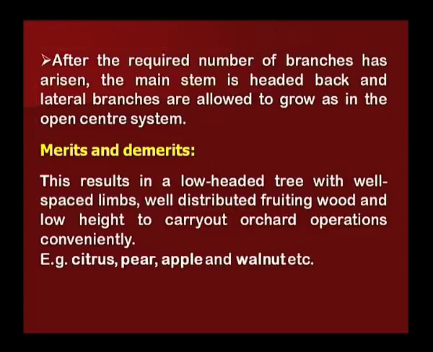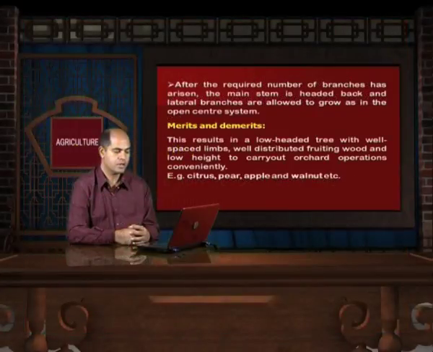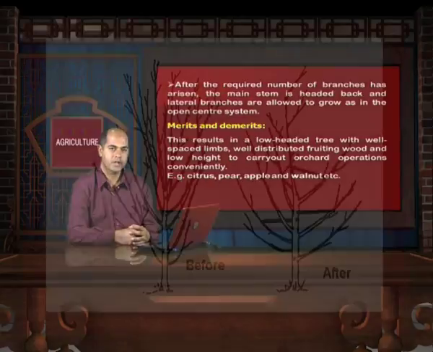Merits and demerits of the system are: this results in a low headed tree with well spaced limbs, well distributed fruiting wood and low height to carry out orchard operations conveniently. The main examples are citrus, pear, apple and walnut, etc.